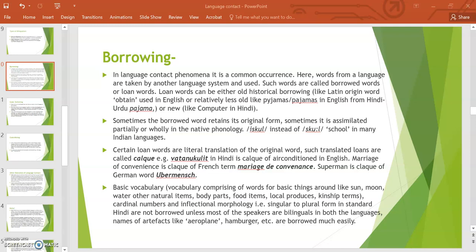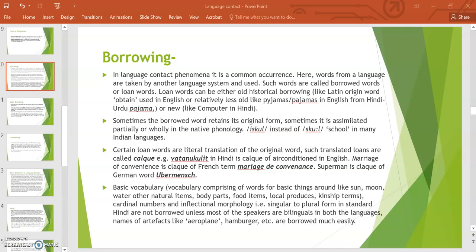So here you have to remember that basic vocabulary comprising words for basic things which are around us, like sun, moon, water, other natural items, body parts, food items, local produces, and kinship terms, etc. Cardinal numbers and inflectional morphology. So, what is inflectional morphology? For example, the way we mark plurals in Hindi, from singular to plural form in standard Hindi. That's an example of inflectional morphology. These are not borrowed unless most of the speakers are bilinguals in both the languages.